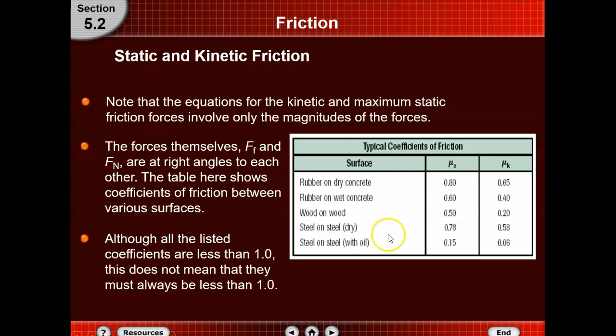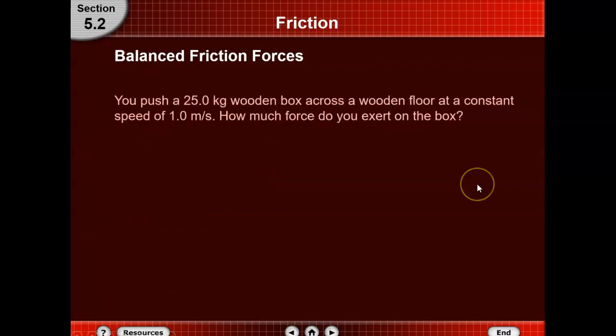Here are some sample coefficients of friction, and you notice the more rough surfaces have higher coefficients of friction. Okay, so now we're going to do a sample problem. You push a 25 kilogram wooden box across a wooden floor at a constant speed of 1 meter per second. How much force do you exert on the block?